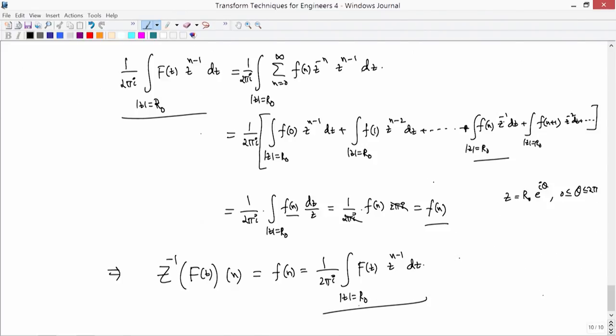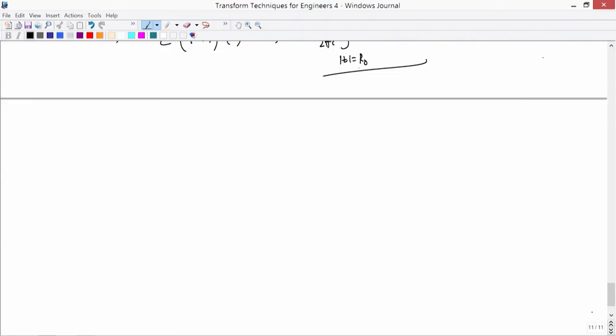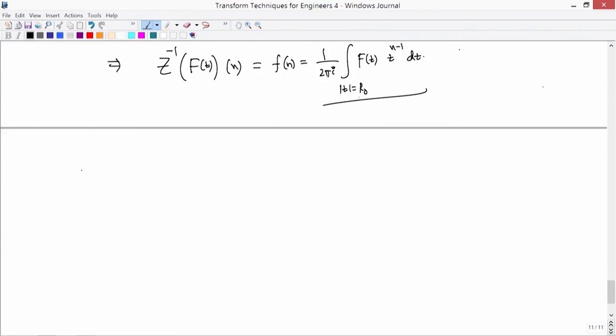So let us do some properties of these z transforms. You have defined the z transform and its inverse transform. The z transform of a sequence f n gives capital F of z, and if you already know f n, then the inverse transform of capital F of z is f n itself. That is trivial, but if you do not know exactly what f of n is, then this formula will help you to evaluate it. So that is your inverse.